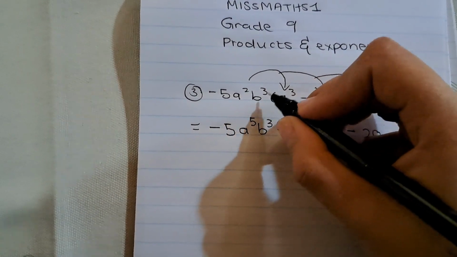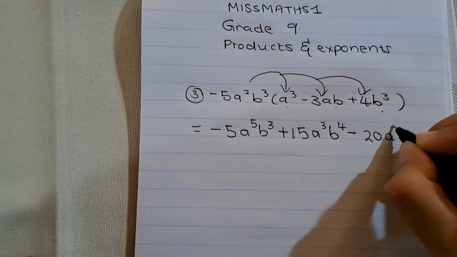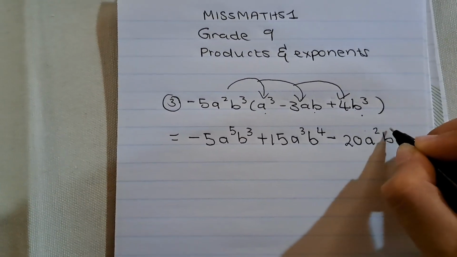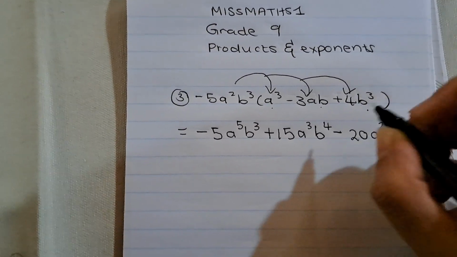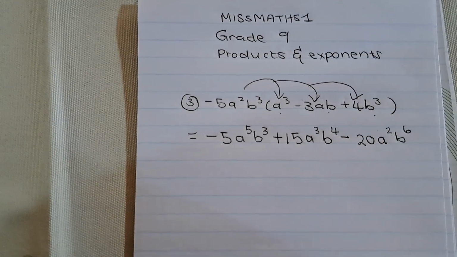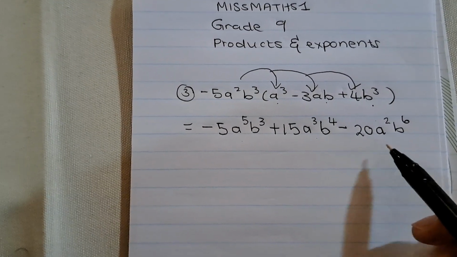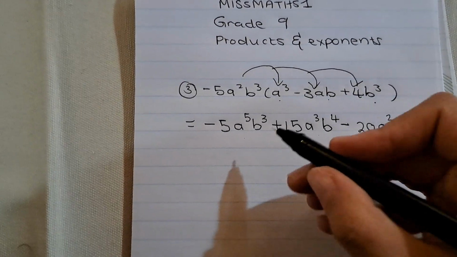a squared, b cubed with b cubed is a squared b to the power of 6. Okay, because we are adding these exponents. 3 plus 3 gives us 6. Okay, we can see none of these terms are like, so this is our final answer.